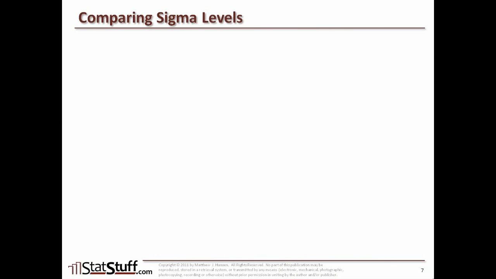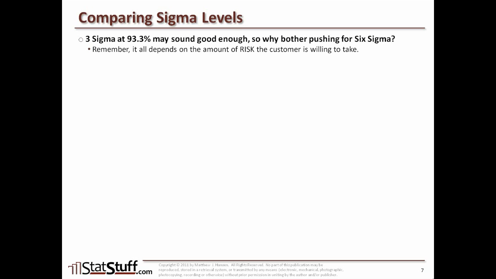Well, when something again is at a 3 sigma level, that's about 93.3% accuracy. And that sounds pretty good depending on what we're measuring. So if that's that good in meeting our standards, why do we even need to bother pushing for 6 sigma? Again, the 99.9997% accuracy rate. Well, again, it goes back to how much risk we're willing to take and if the customer is willing to take that much risk.